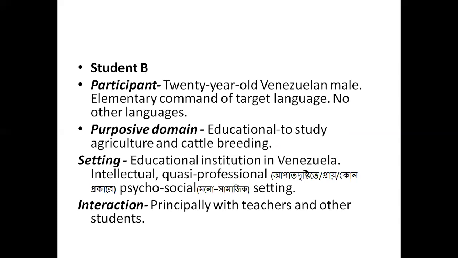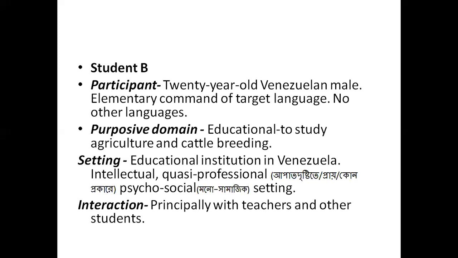Student B, that is the participant, 20-year-old Venezuelan male, elementary command of target language, no other languages. So this Venezuelan male, he knows a little bit, that means elementary knowledge of the English language, but he doesn't know other languages except his native language. Purposive domain, educational, to study agriculture and cattle breeding.